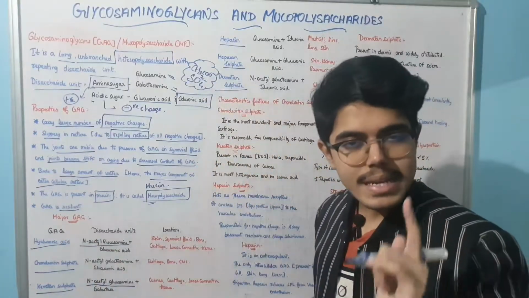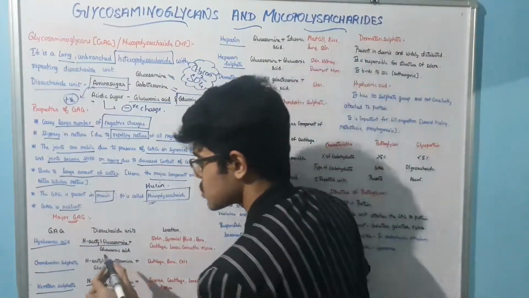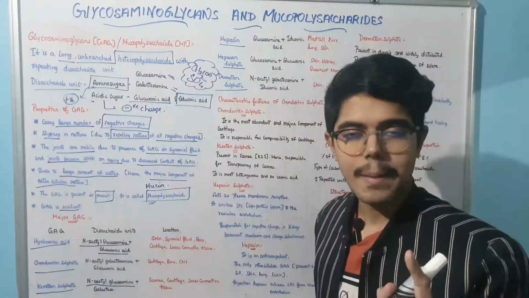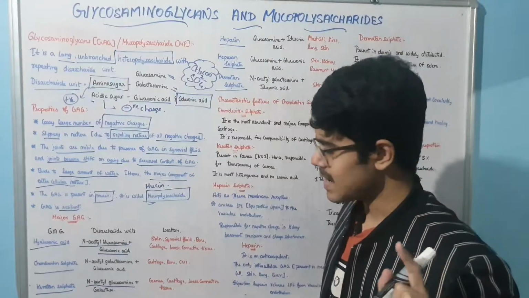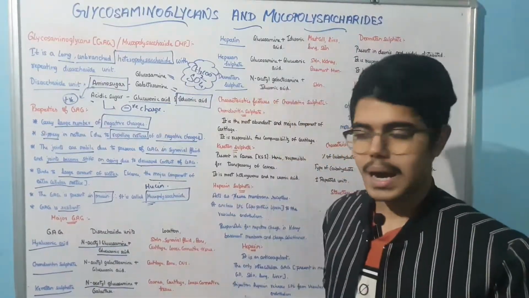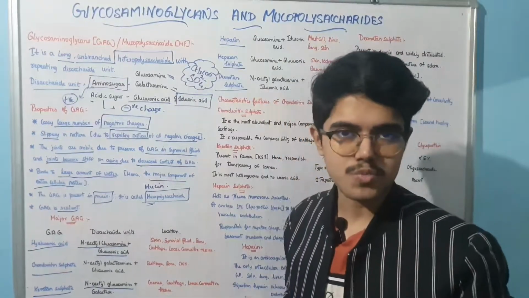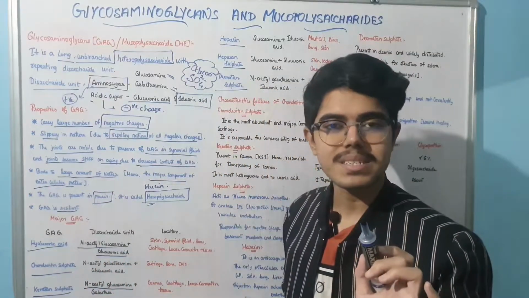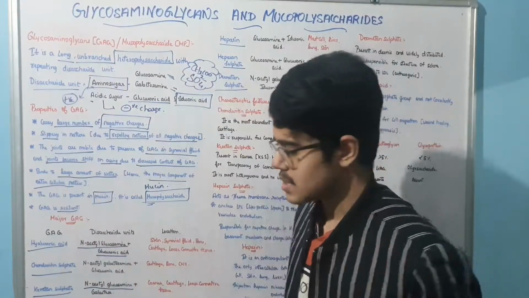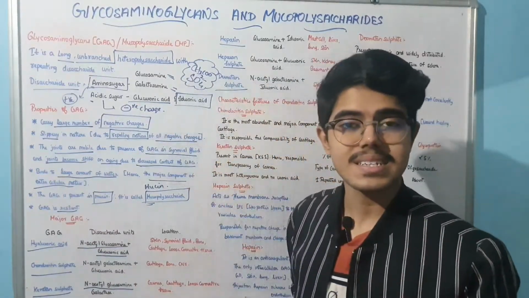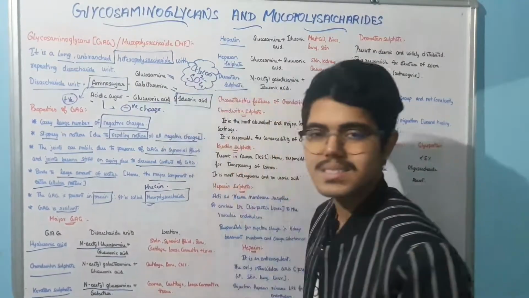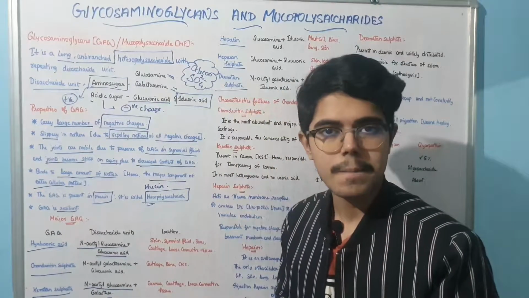But in hyaluronic acid, it contains glucuronic acid: N-acetyl glucosamine plus glucuronic acid. It is present in the skin, synovial fluid, bone, cartilage as well as loose connective tissue. Now what is keratan sulfate? N-acetyl glucosamine, but it contains galactose. You understand? Very simple.